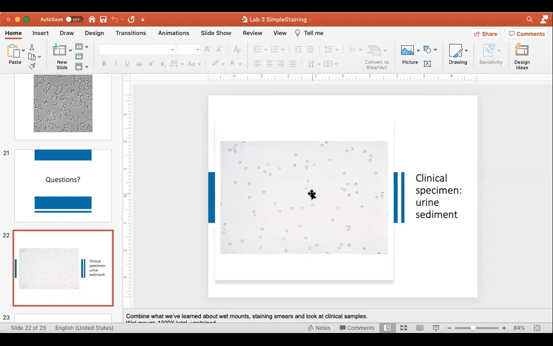Now, this is a wet mount. This has not been stained, but we are at 1000x. Under the oil immersion lens, what do you see? Do you see cells, number one? And what shape are they? Cocci. Cocci, very good. Does everybody see them? They're hard to see because they're not stained. But here they are, these little circular cells. So there's cocci in this urine. This person has an infection.